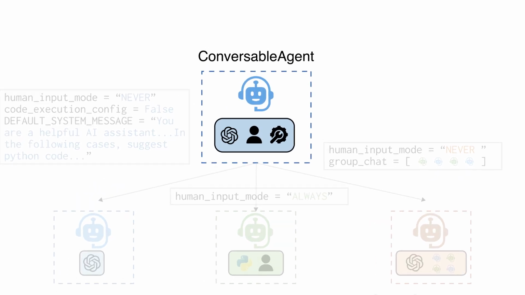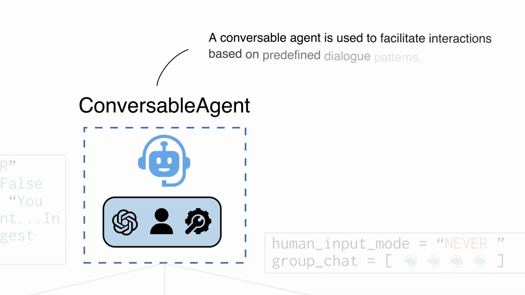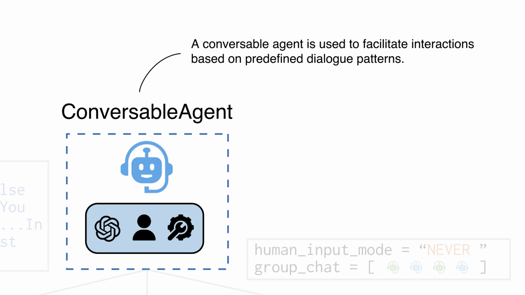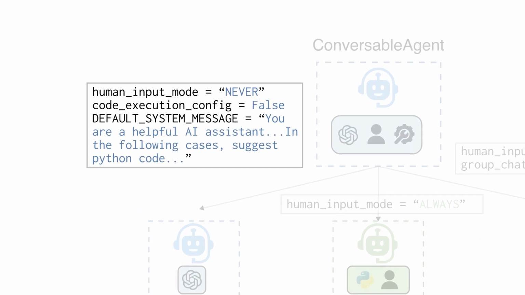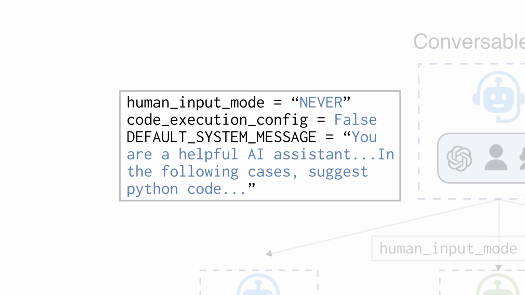So here you can see a conversable agent, and a conversable agent is used to facilitate interactions based on predefined dialogue patterns. So think of something like an onboarding chatbot. The user might be asked to provide information such as their full name, their address, and type of account. And you can see here in the default system message that we've actually defined the role for this AI agent: "You are a helpful AI assistant in the following cases, XYZ."